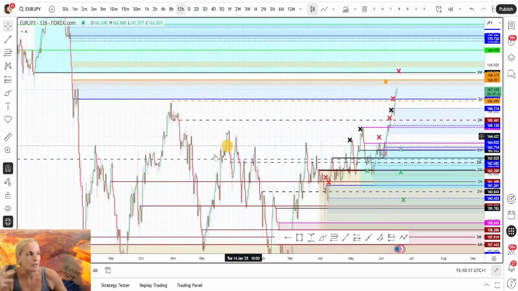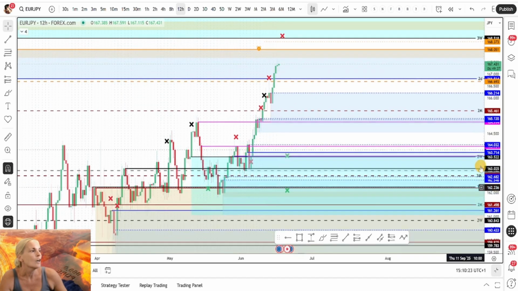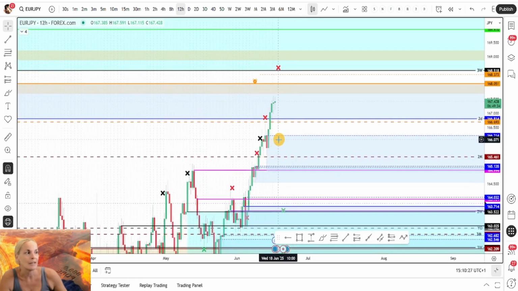So again on this, I was trying to look for new long entries, but this mess here has just been hard. And it just doesn't want to come down to test now. It's taken off, unless you wanted to. I mean, again, some clean entries here. If you traded that 12-hour demand or that 12-hour demand, it would have been pretty nice.